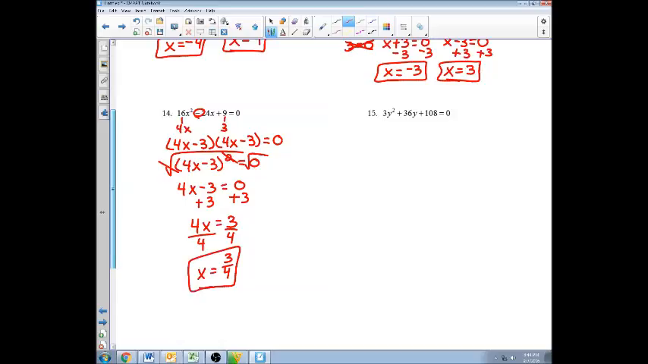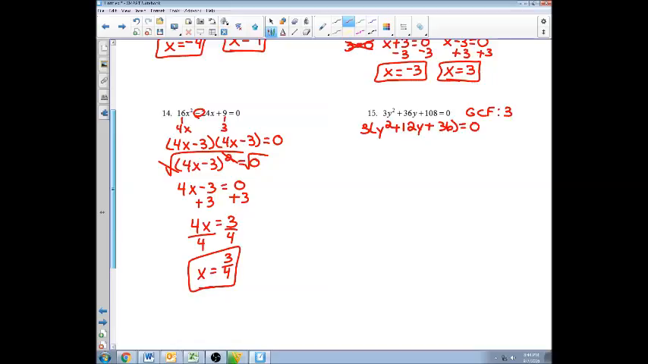Solving for the x after we have factored it should really just be review for you from Algebra 1. Hopefully you know how to solve for the x value. If not, please come in and I can help you with that. All right. On to number 15. Again, the first thing I always want to look for is, do I have a GCF? Well, 3, 36, and 108 are all divisible by 3. So if I take out a GCF of 3, I end up with y squared plus 12y plus 36.